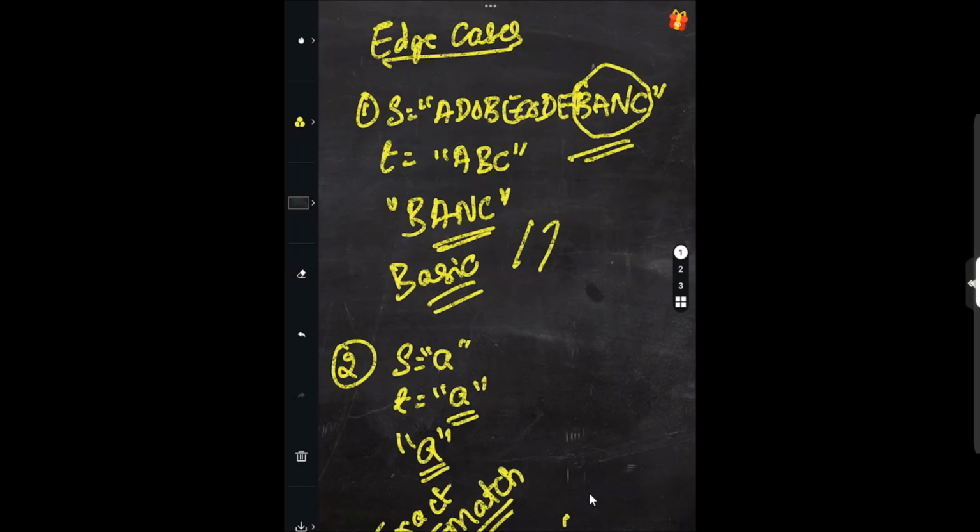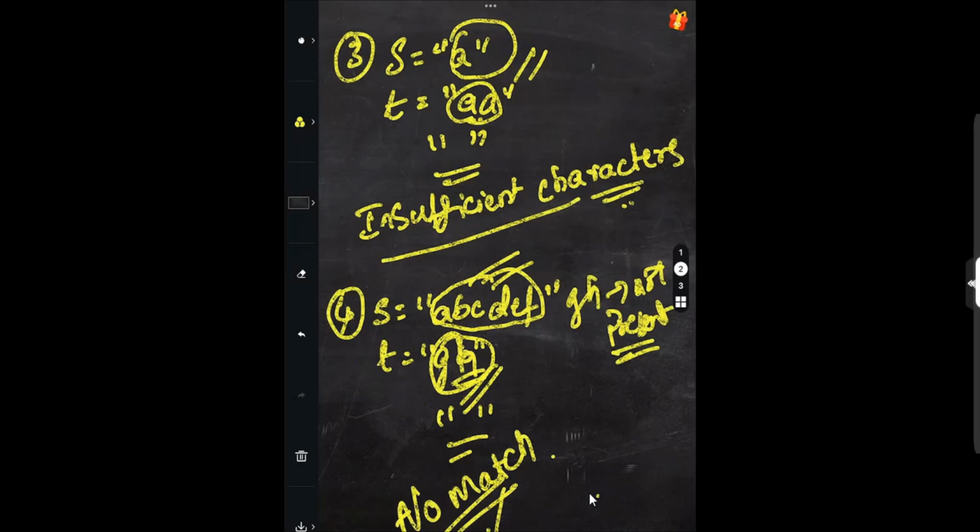First one was the basic, right? So we have found the substring within the string S, and the second one is exact match. We have only one character and we have found the match here, so we were getting the output A. The third one is insufficient characters. While I say insufficient characters, T has more characters than S here. So S is not containing all the characters of T, so the output will be an empty string.